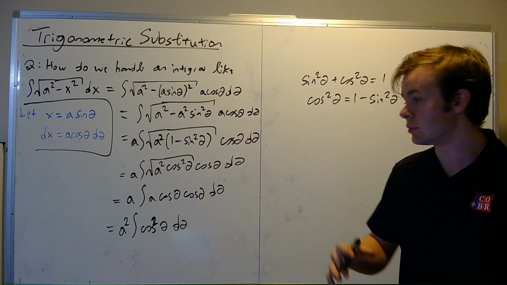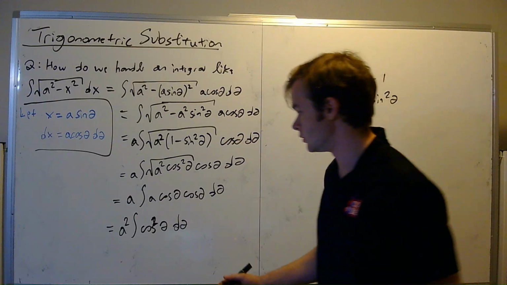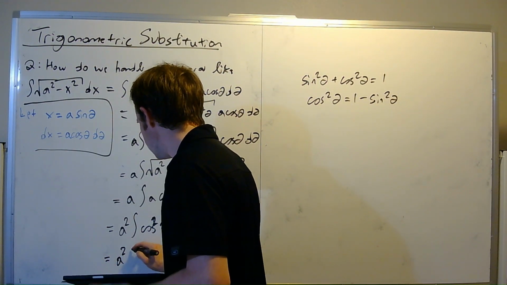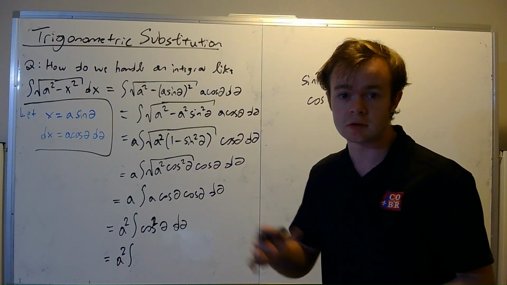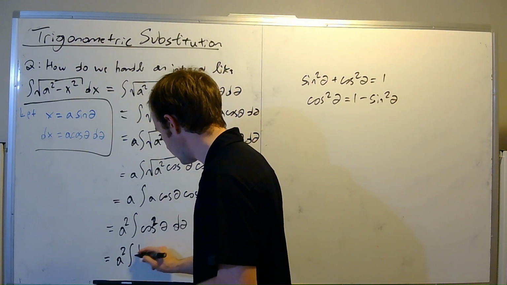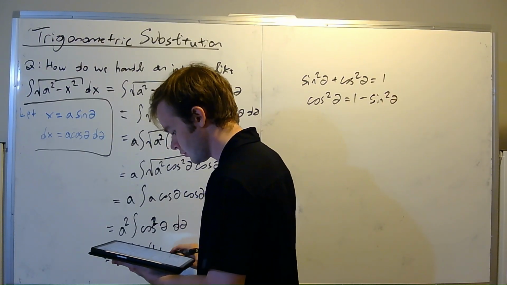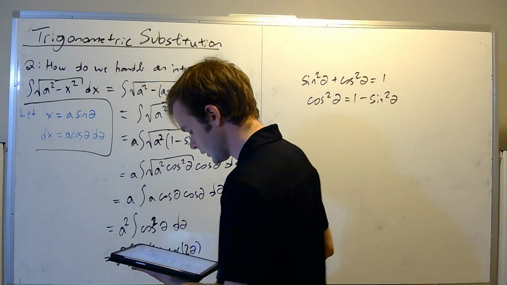But remember, we also have other trigonometric identities, namely the half-angle formulas. So in this instance, we're going to find something to replace this cosine squared theta with. And using the half-angle formulas, this is actually going to be equal to 1/2 of 1 plus cosine of 2 theta d theta.